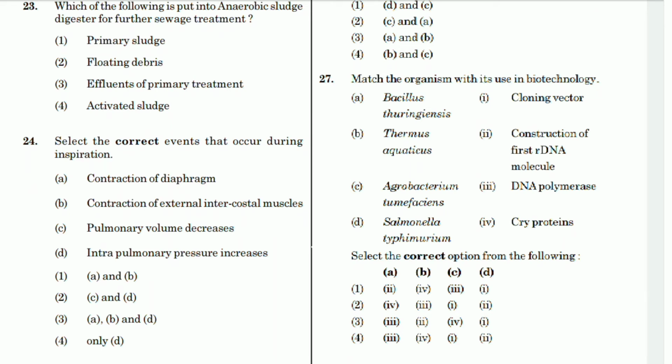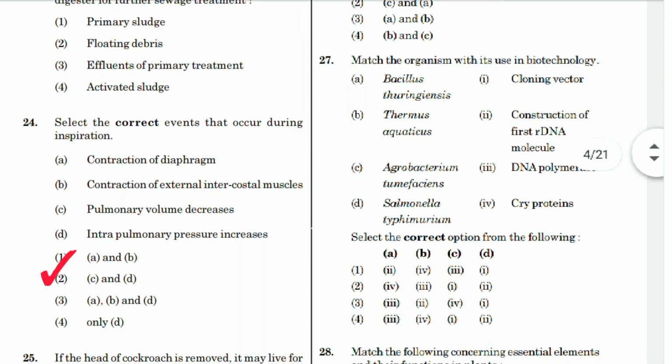Next question, select the correct event that occurred during inspiration. And the options are contraction of diaphragm, contraction of external intercostal muscles, pulmonary volume decreases, intrapulmonary pressure increases. From this, the correct answer is option number 1, A and B, that is contraction of diaphragm and contraction of external intercostal muscles are the events that occur during inspiration.